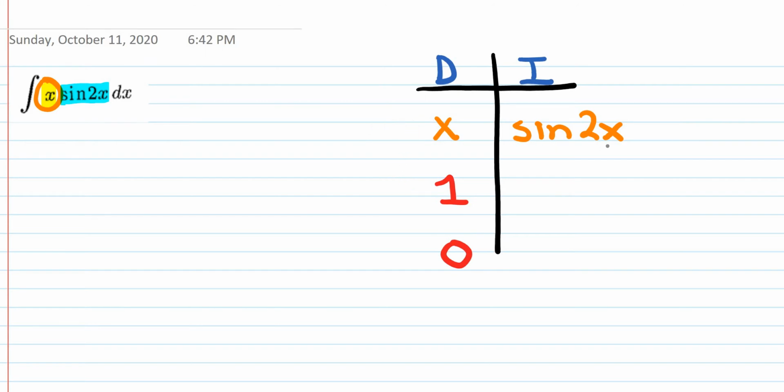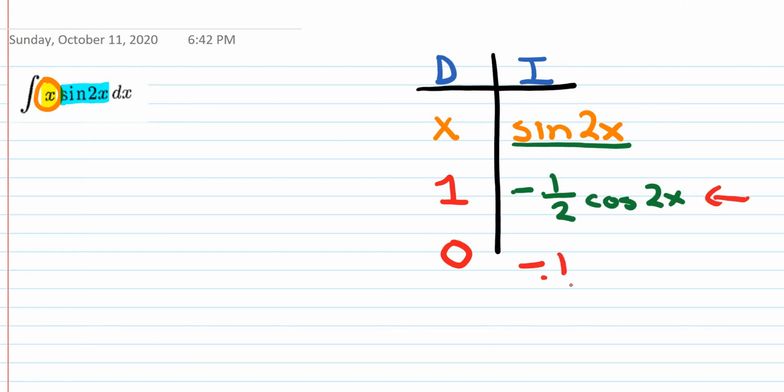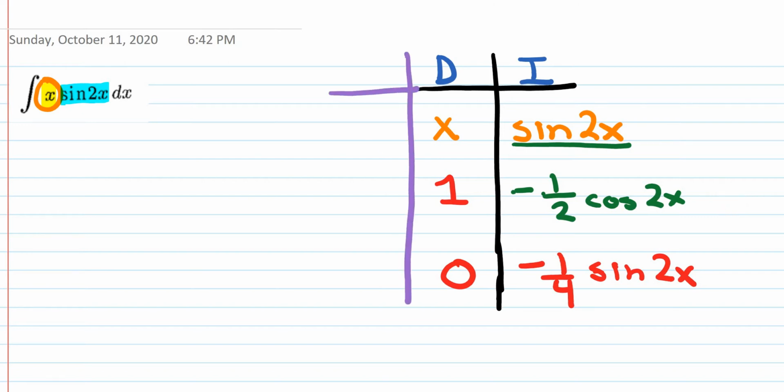And then for your antiderivative, the antiderivative of sine 2x is going to be negative 1/2 cos 2x. And then the antiderivative of negative 1/2 cos 2x is going to be negative 1/4 sine 2x. Let me extend the line over here. Let me erase that 0 and put it right there. And now that my table is done, I can create the sign table on the left-hand side. So this is going to be plus, minus, and plus.